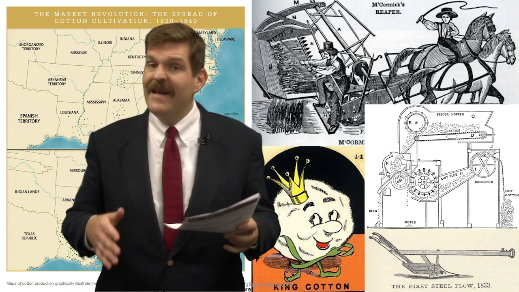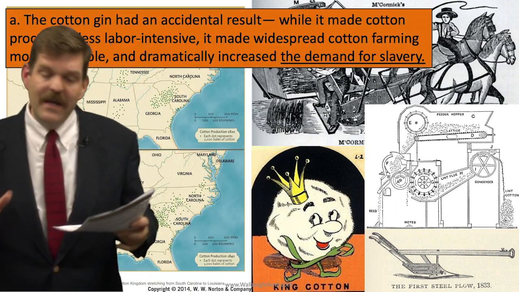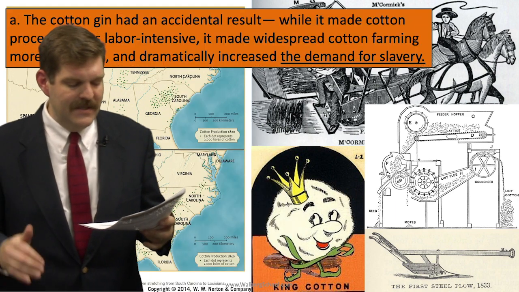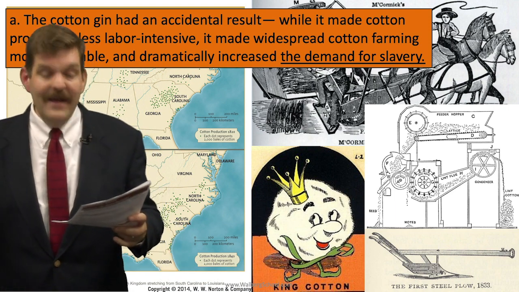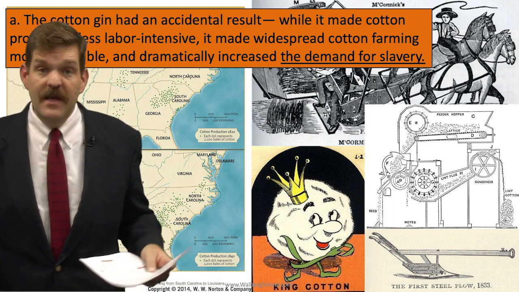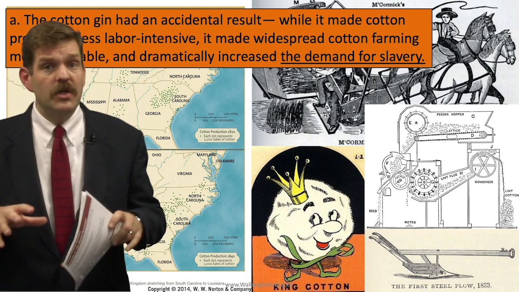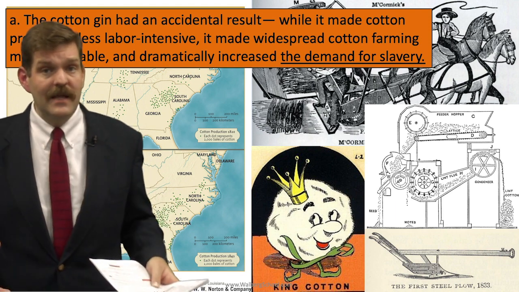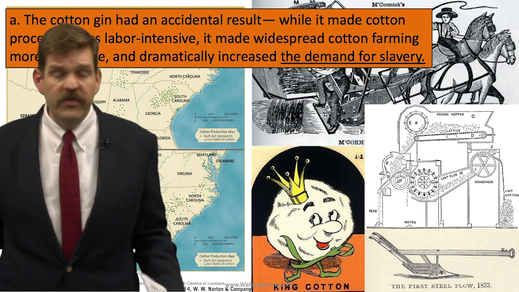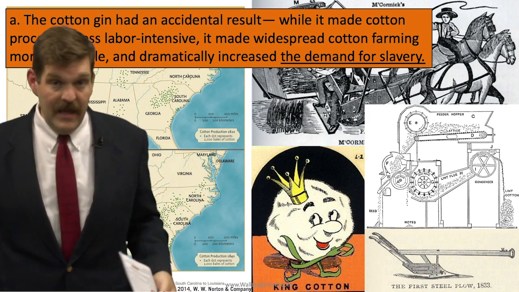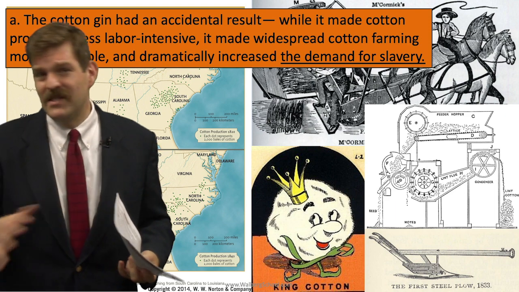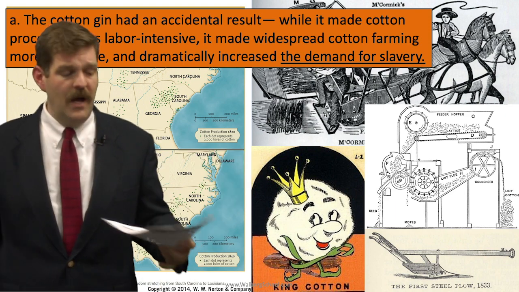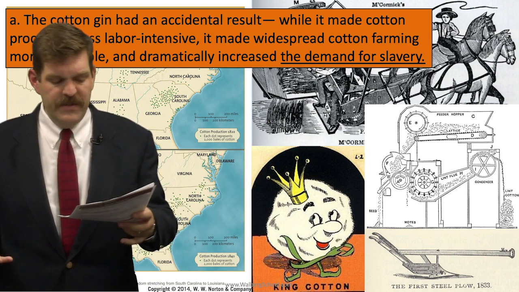The cotton gin had an accidental result. While it did make cotton processing less labor intensive, it made widespread cotton farming far more profitable. That increased the demand for slavery. While individual cotton production wasn't quite as labor intensive, the overall growth of the cotton industry was labor intensive, and while an individual cotton production might take fewer slaves to do, the overall boom in cotton production spurred up the demand for slavery.